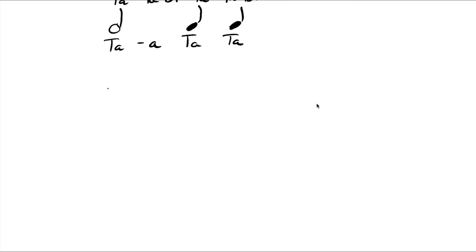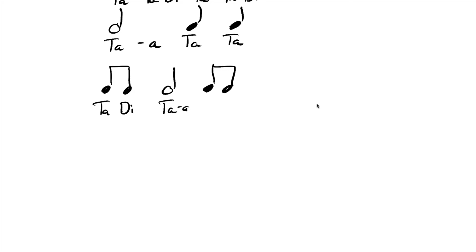Now let's do something a little different here. Let's do 2 eighth notes to a half note to 2 eighth notes. We know the eighth notes are ta-di. We know the half note is ta-ah, and then ta-di. Ta and ahs are always on the beat. Ta-di, ta-ah, ta-di, ta-di, ta-ah, ta-di, ta-di, ta-ah, ta-di.